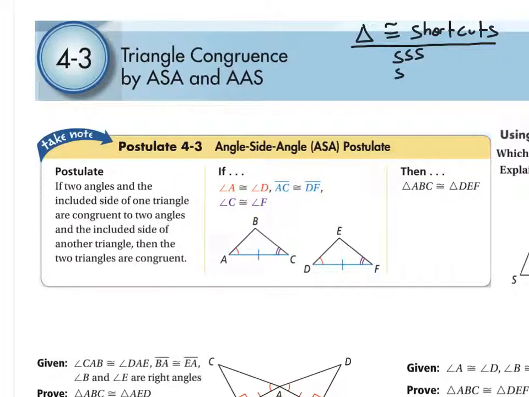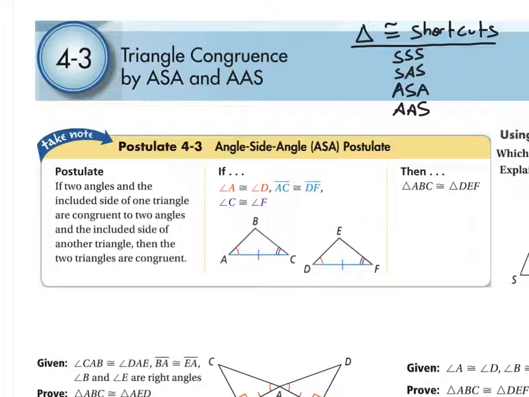Side, side, side, and side, angle, side. Those are the two that we know. Today we're going to add two more to those. Now please remember, side, side, side, we're literally saying that we know all three corresponding sides, right? Side, angle, side means that we know two sides of the triangle and we know the angle that's between them. Right? Well, today we're going to add two more. We're going to add one called angle, side, angle. And then we're going to add one called angle, angle, side.